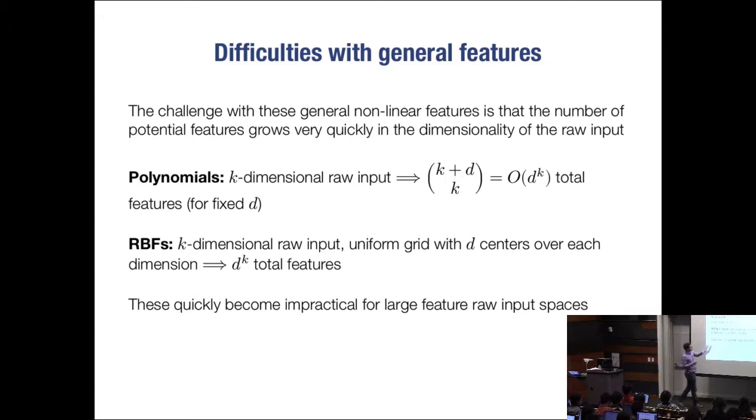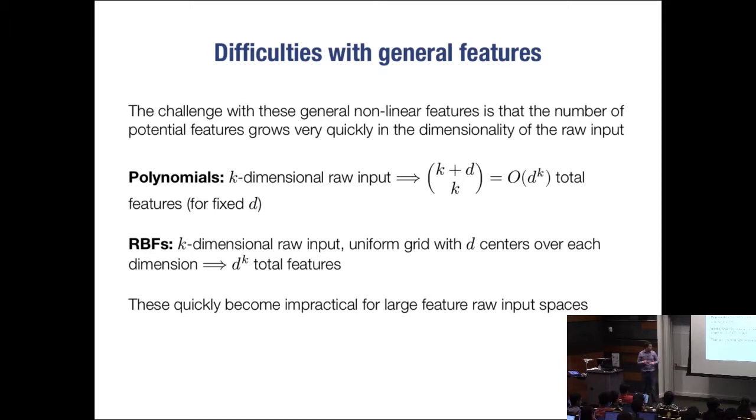RBFs are even worse, or they're actually the same, but a little bit higher even. If you have a k-dimensional raw input, and you want a uniform grid of d centers over each dimension, then you would have d to the k total features, right? Because you basically have to grid each dimension of your input space, the number of centers you need, i.e., the number of features you have, will grow like d to the k.